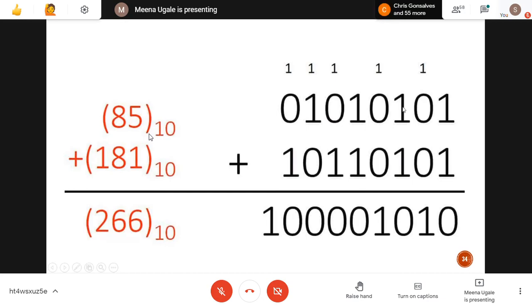Then 1 plus 1 again. Answer is 0. Carry generated is 1. Again, bits are 0. Only carry is there. So in the addition, I have written here 1 down. Again, 1 plus 1. Answer 0. Carry generated is 1. Again, this 1 plus 1. Answer 0. Carry generated is 1. 1 plus 1, 0. Carry generated is 1. 1 plus 1, 0. Carry generated is 1.